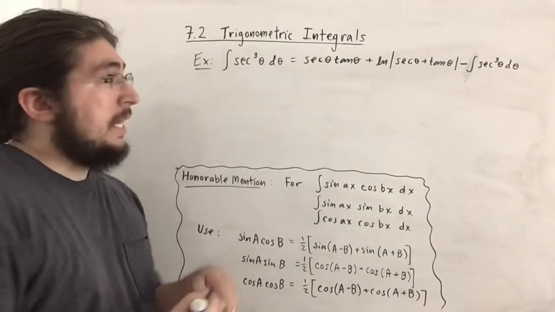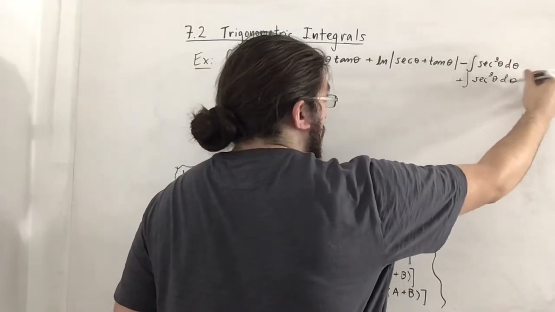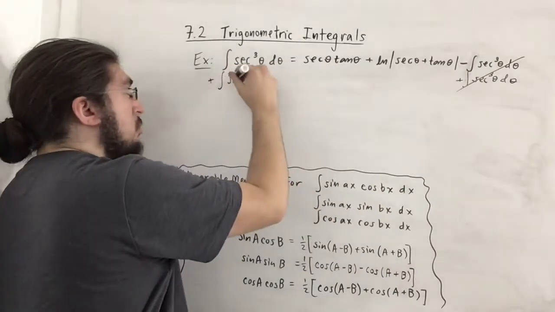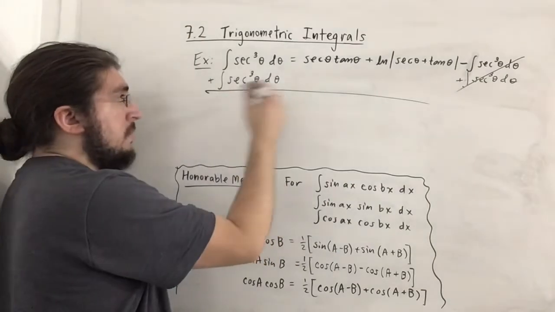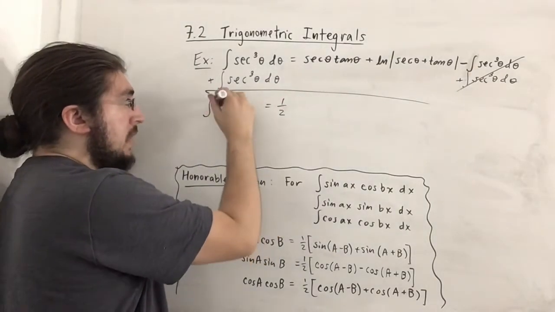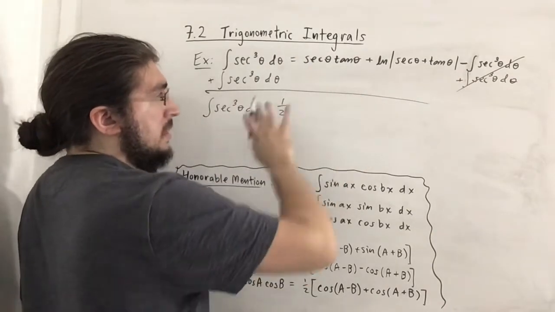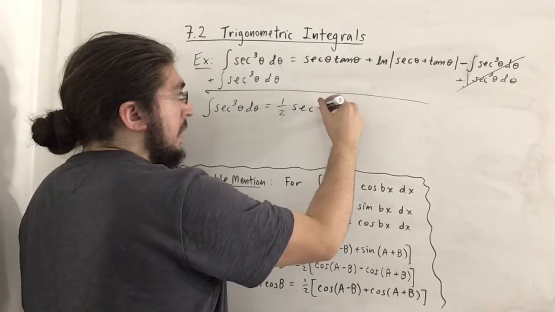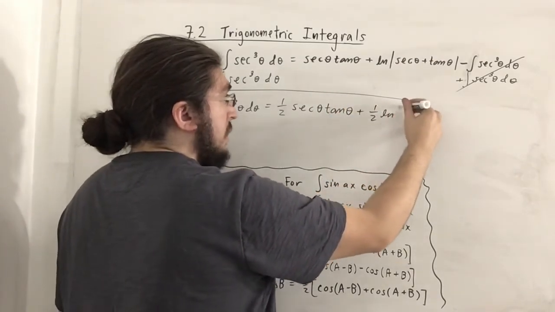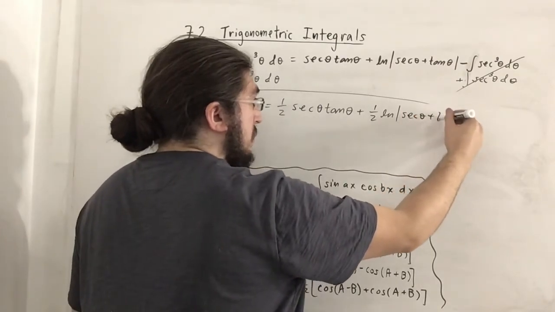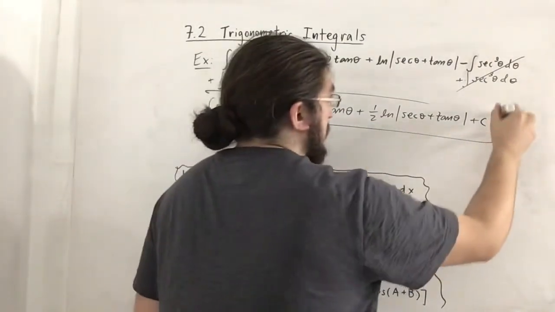Right, so I clean things up, and like I said, if we add this integral to the other side, they cancel out here, and we get 2 times the integral. Then dividing by 2 will just give us that the integral by itself is equal to 1/2 times this. I'm just going to distribute that 1/2. And again, since we have an indefinite integral, we need a plus C somewhere, so let's add it at the very end, of course. Secant plus tangent of theta. And that's our answer. Wow.